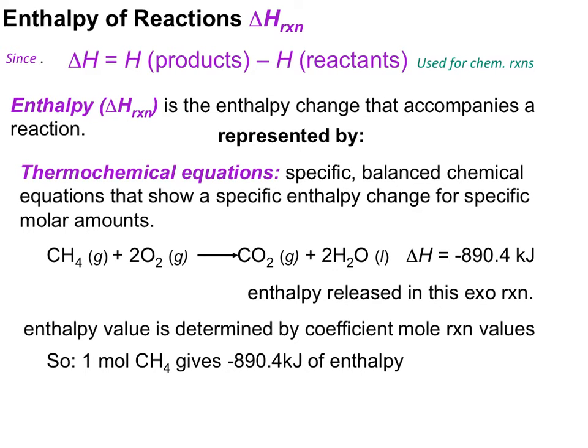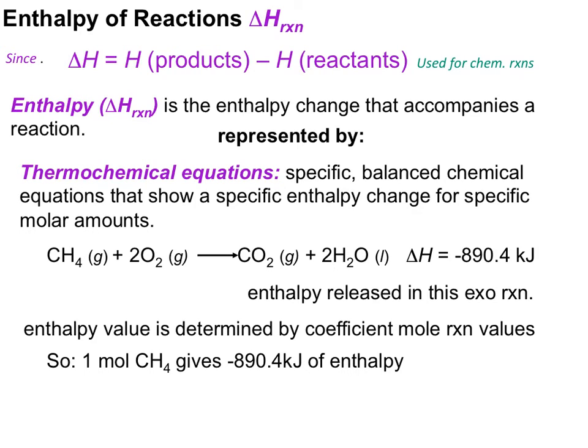Now, enthalpy of reactions, or delta H of Rxn, as you see here, are basically enthalpy changes that are accompanying a specific reaction type. We're still going to be using this equation that we talked about. So delta H is equal to the enthalpy of the products minus the enthalpy of the reactants. In this case, we're going to be looking at it with respect to a specific reaction. Now, enthalpy of reactions are going to be represented by thermochemical equations.